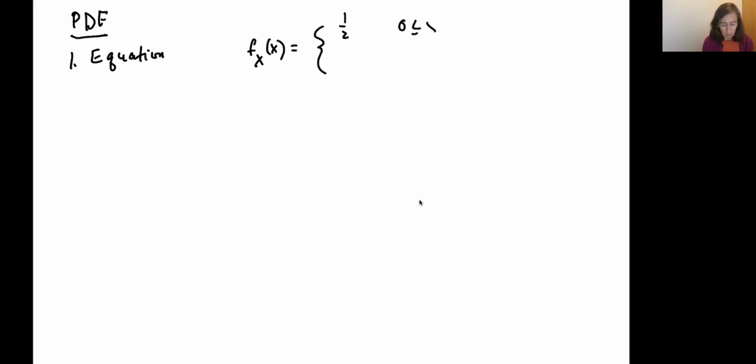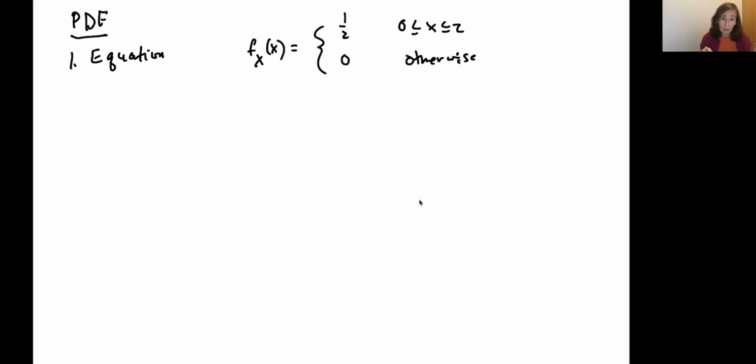Sometimes we get the PDF in the form of an equation, and I'm going to do the different forms for the same PDF here. An example of a PDF defined as an equation would be little f sub x, a function of x, that takes the value 1/2 when x is between 0 and 2, and 0 otherwise. This is one way we could get the information about a random variable. We could just be told that this is the PDF.